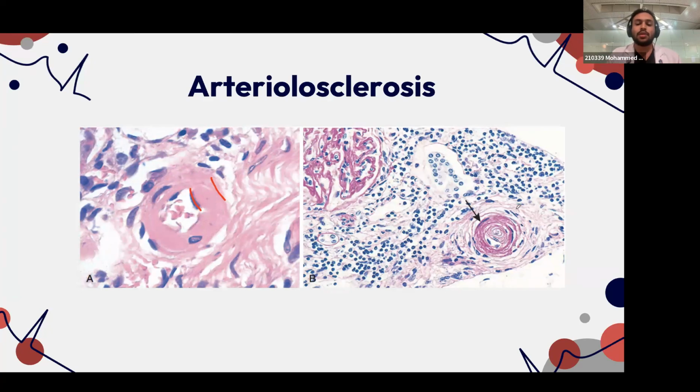Now, can someone tell me what is on the other image? Hyperplastic arteriosclerosis. Excellent, good. So this other one is hyperplastic. Now, hyperplastic, unlike hyaline, is a bit more dangerous. Can someone tell me what is the major condition associated with hyperplastic? Malignant hypertension. Malignant hypertension, excellent.